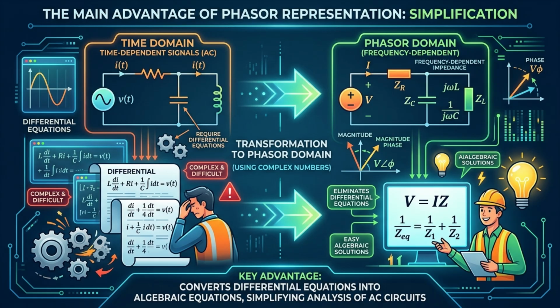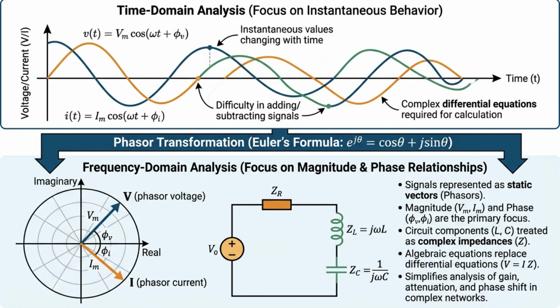In the time domain, AC circuits often require solving differential equations due to capacitors and inductors introducing time-dependent behavior. In the phasor domain, these elements are represented using frequency-dependent impedance, eliminating the need for time-based differential equations. This conversion allows circuit analysis to focus on magnitude and phase relationships instead of instantaneous waveform behavior.